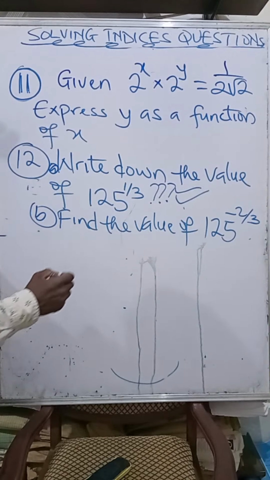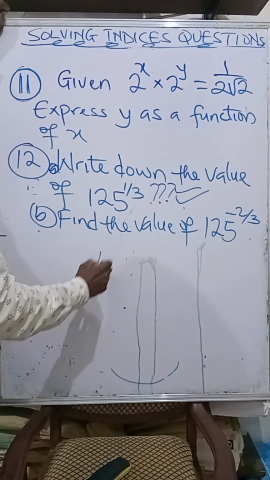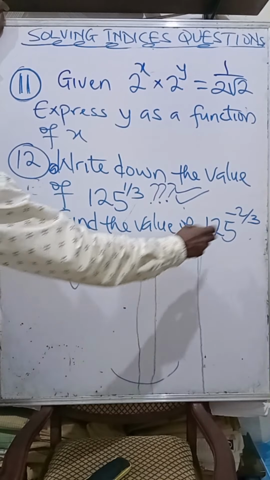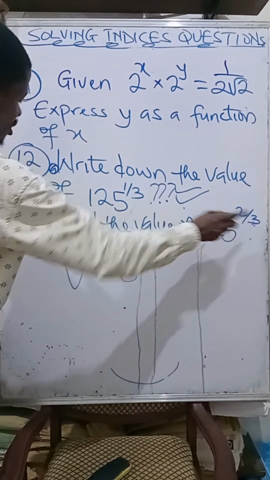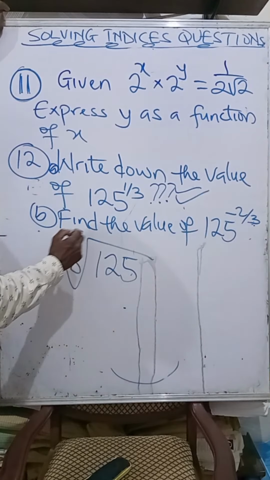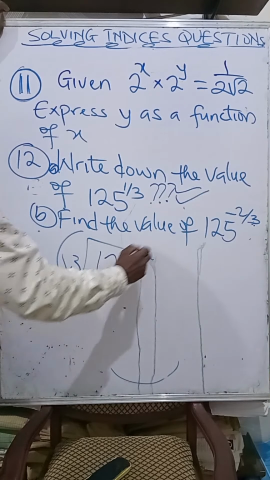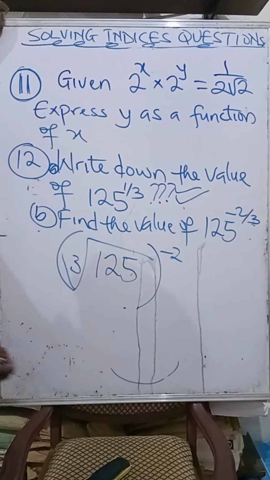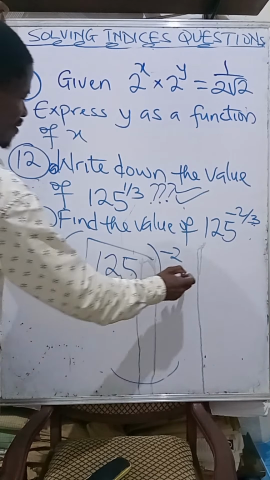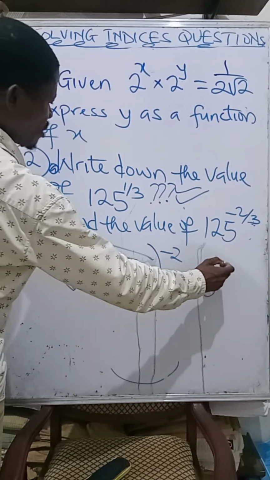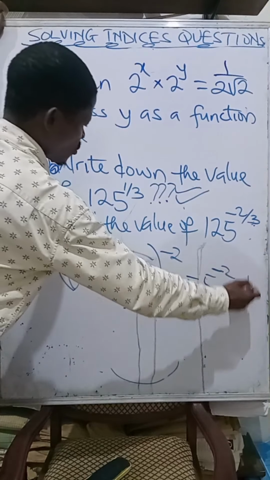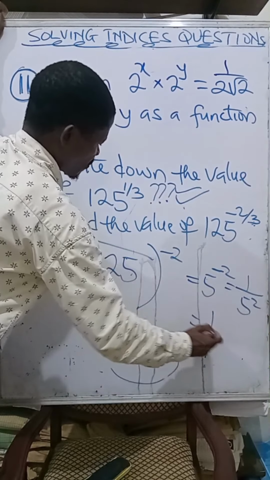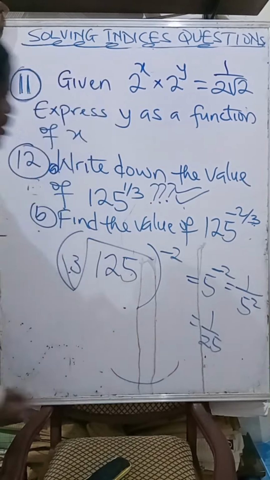The 12B, that's 125 square roots. The denominator will be inside the roots, and then the numerator will be minus 2. Okay, and then cube root of 125 is 5 to the power minus 2. This minus is 1 over 5 to the power 2. That's 1 over 25.